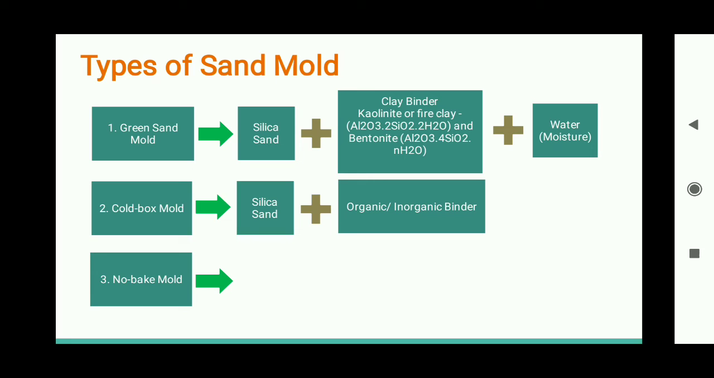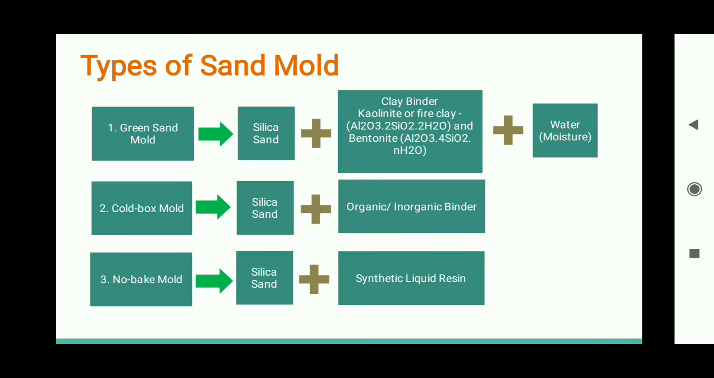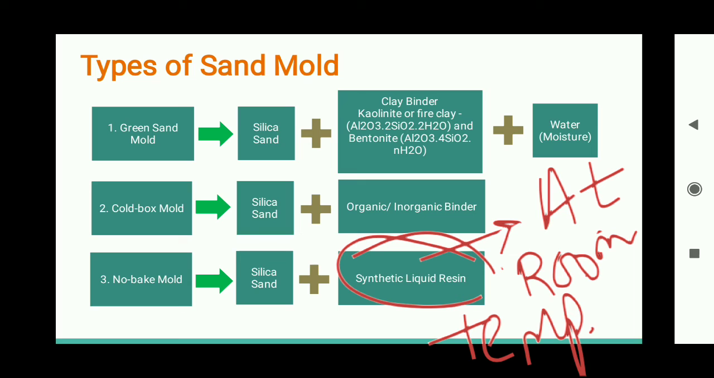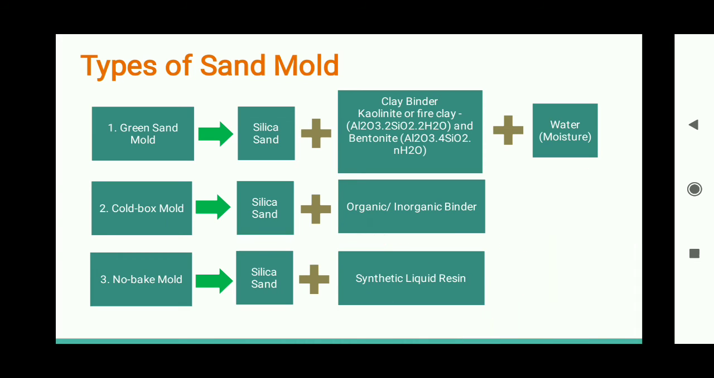Next is no bake mold. No bake means no heating is required. The combination includes silica sand and synthetic liquid resin, which is a form of rubber. The bonding reaction occurs at room temperature, so no baking or heating is required. That is why we call it a no bake mold. There is no excessive heating required.